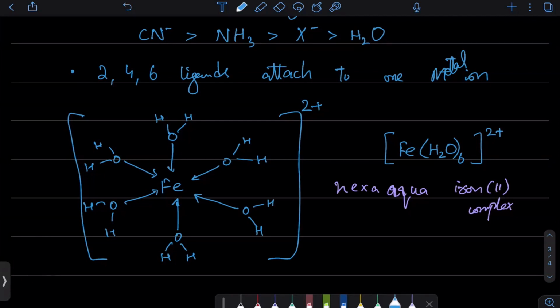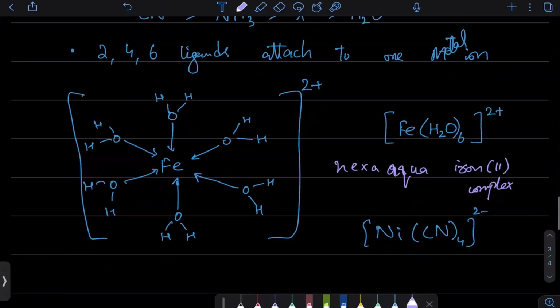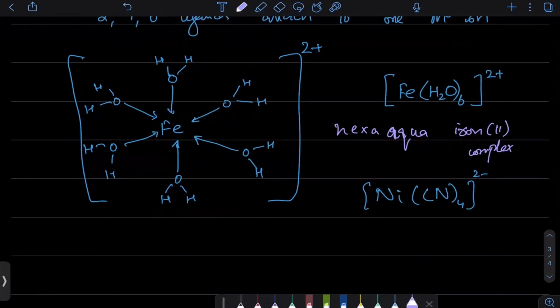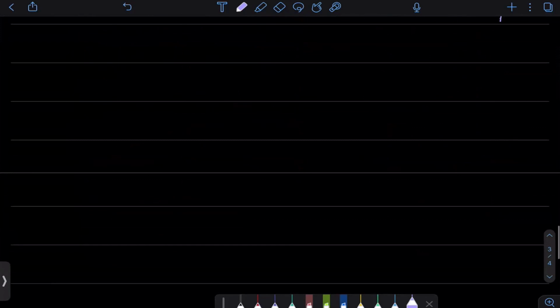For example, if I said nickel with 4 cyanides, and let's say this is nickel positive 2. Every cyanide is negative 1. So that's -4 + 2, and overall -2 charge. And here, we can easily see that cyanide is a ligand. So we can say it's tetracyanonickel 2 complex. And we can easily identify which one is the ligand, which one is not. But sometimes it's not as straightforward.